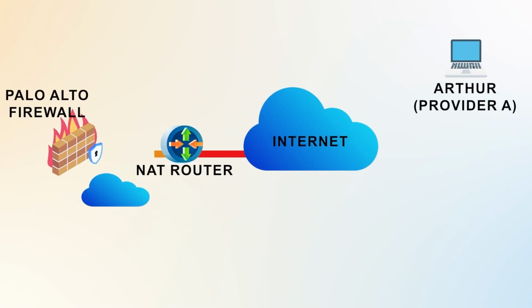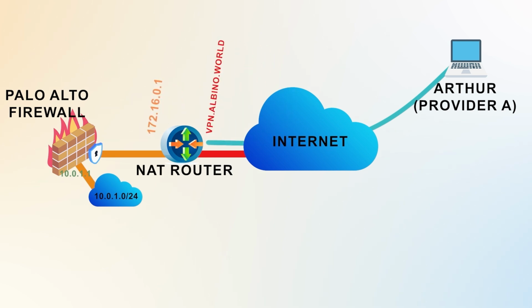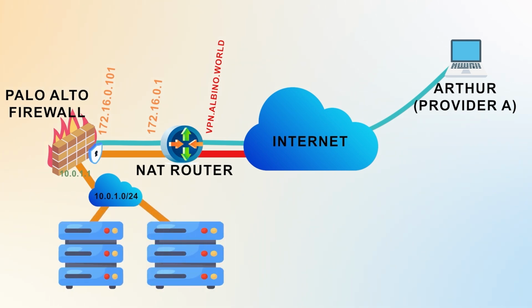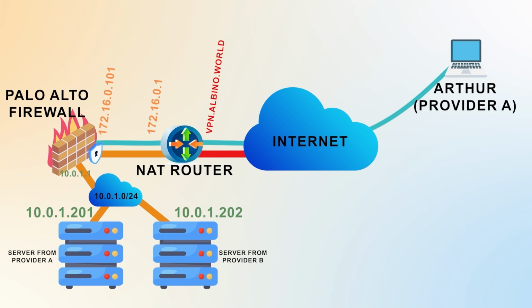So in our lab, we have a NAT router connected to the internet. It forwards all requests to vpn.albino.world to the Palo Alto firewall on the IP address 172.16.0.101. In the inside zone, there are two Debian Linux servers running Apache.